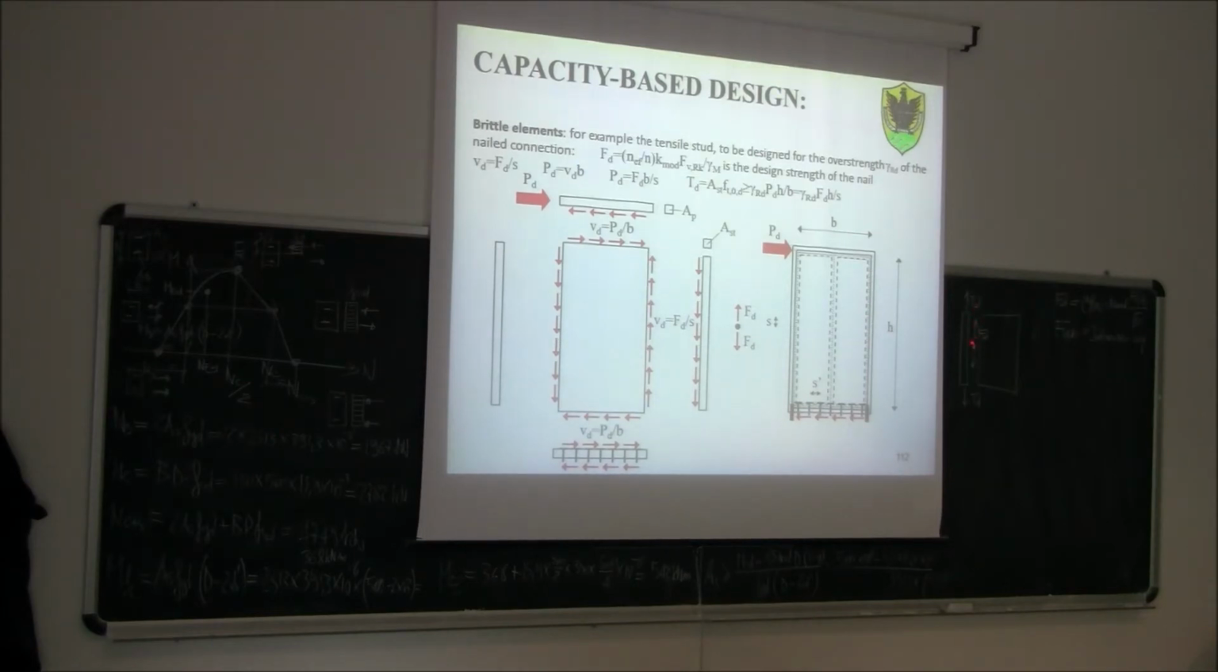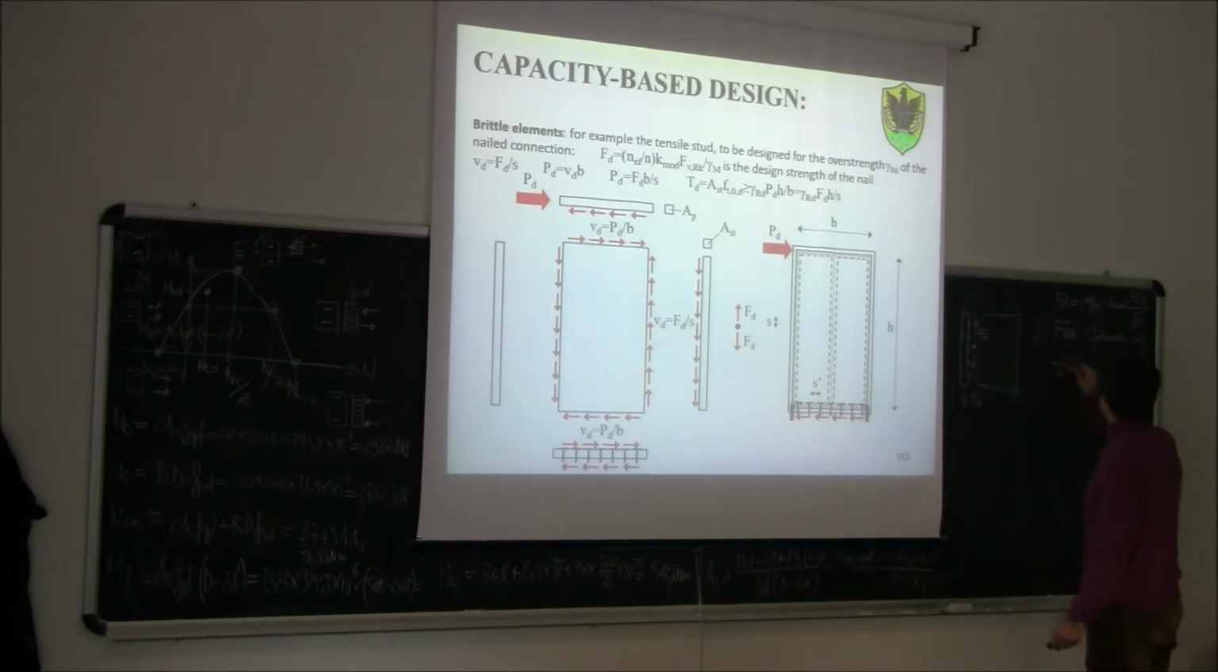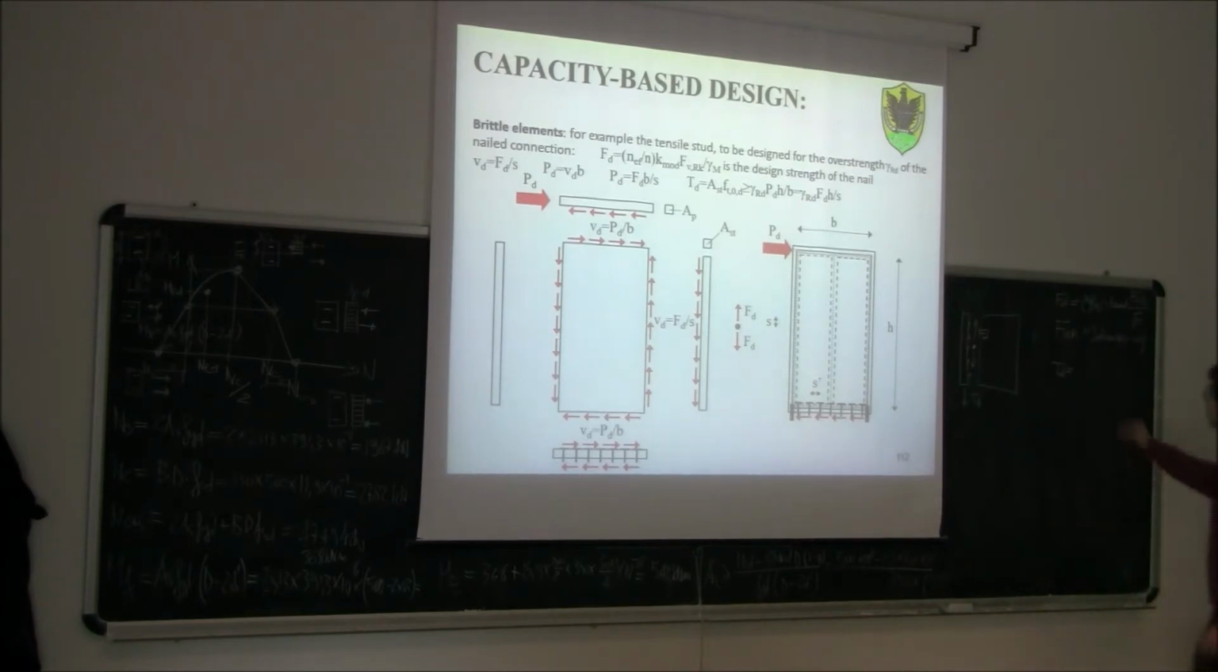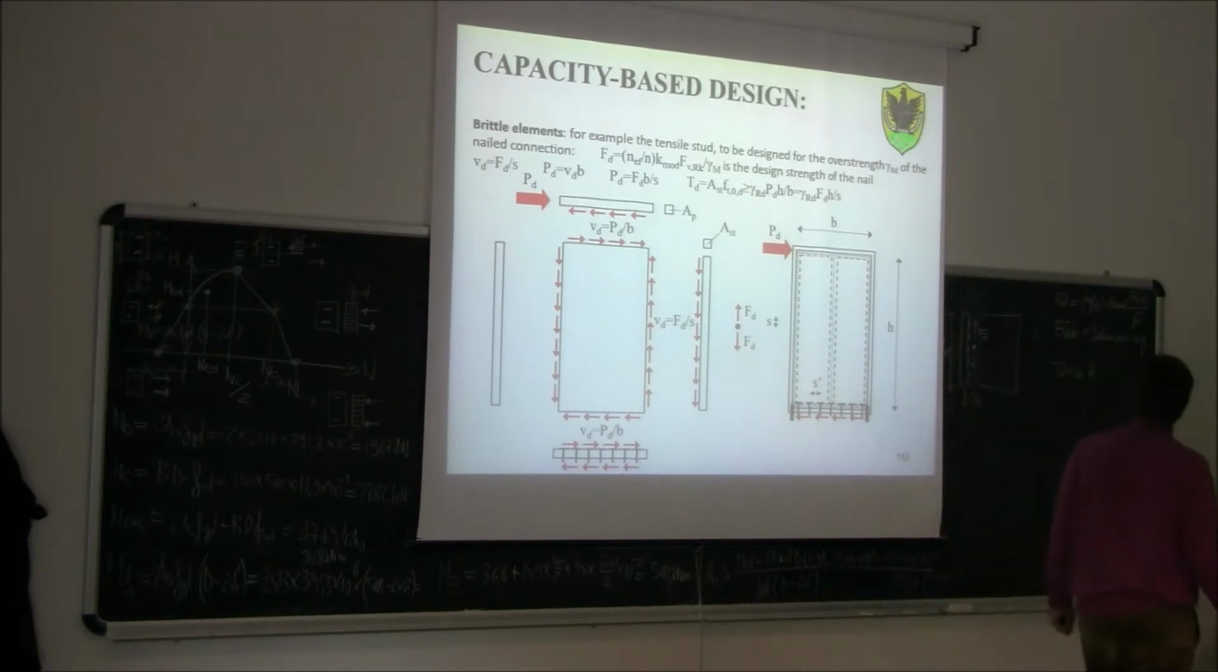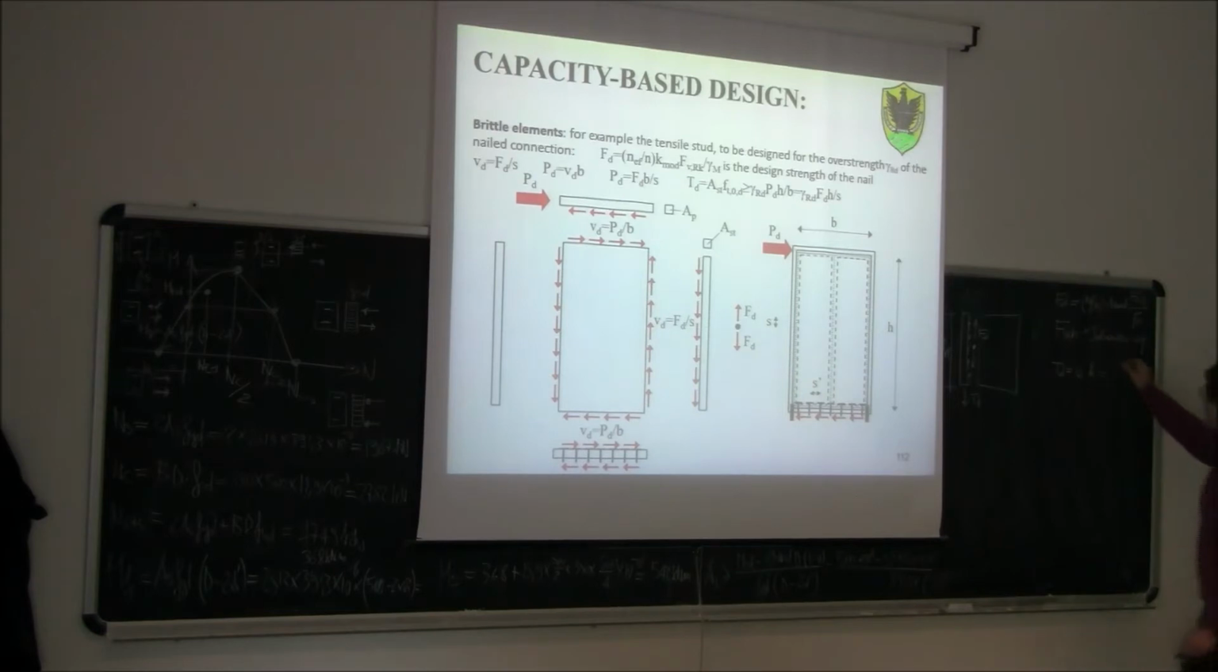Once I know Fd, from the equilibrium over this member, TD will be VD times H, where H is the height of the wall. VD is Fd divided by S times H. Okay?